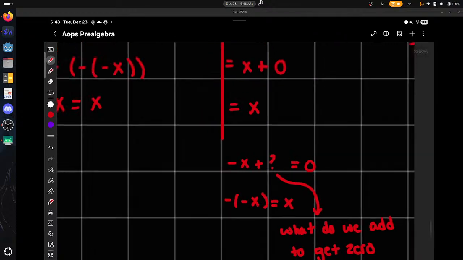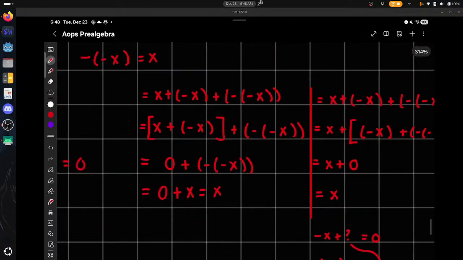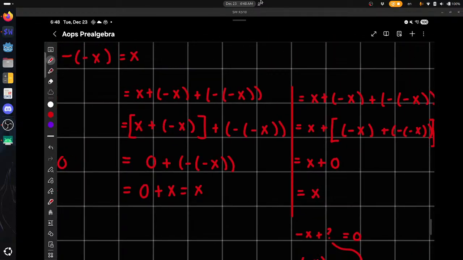I think I get what they're saying, but I don't see how it proves it. Like, I see that it equaled x. We got the same result, but I don't see how we could just take x, the negation of x, and then the negation of negation x, and then say, oh, well, eventually it equals x. That doesn't really make a lot of sense to me.